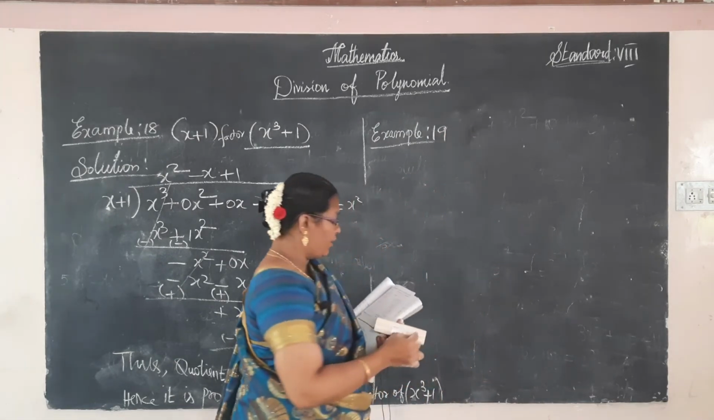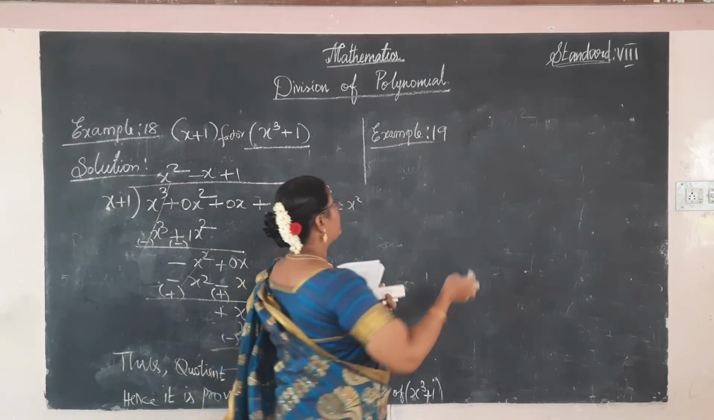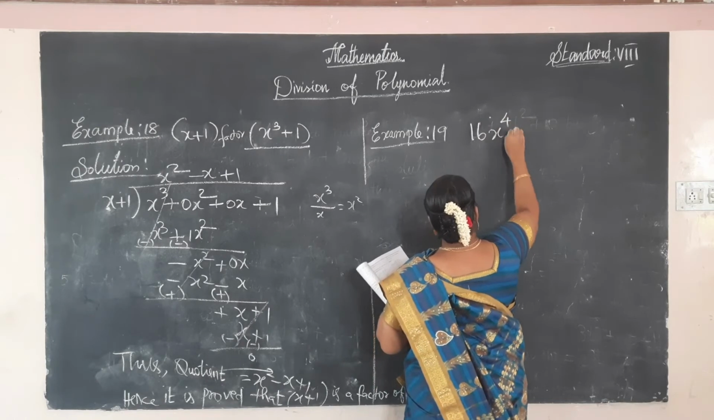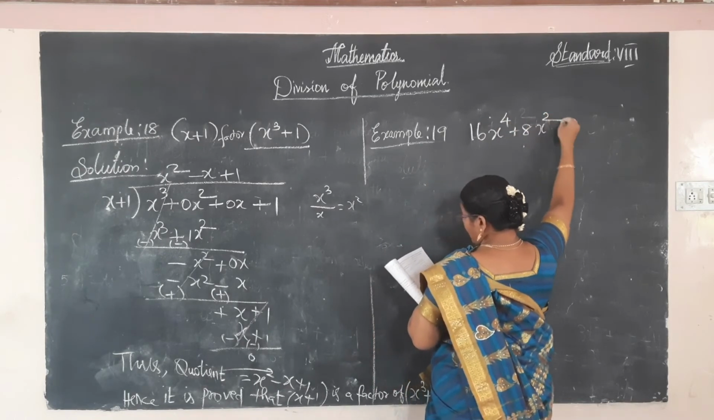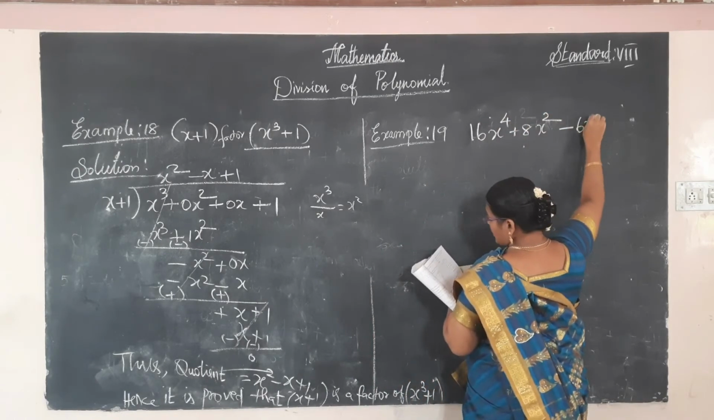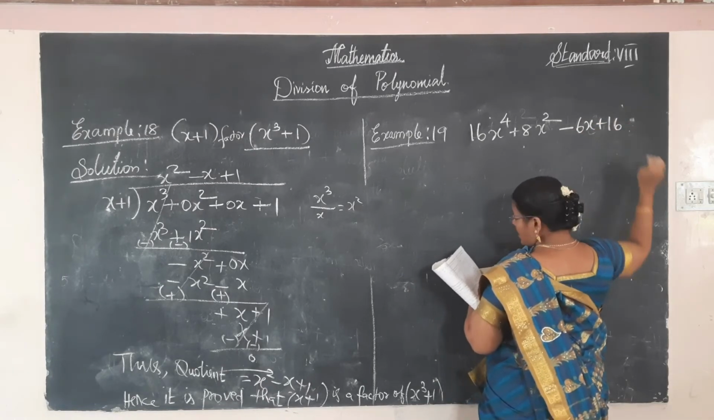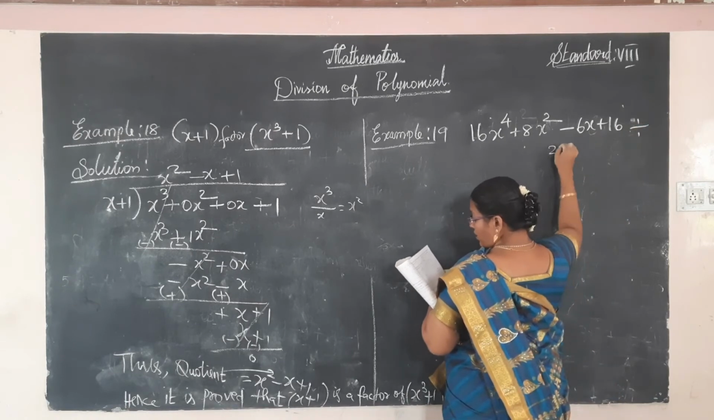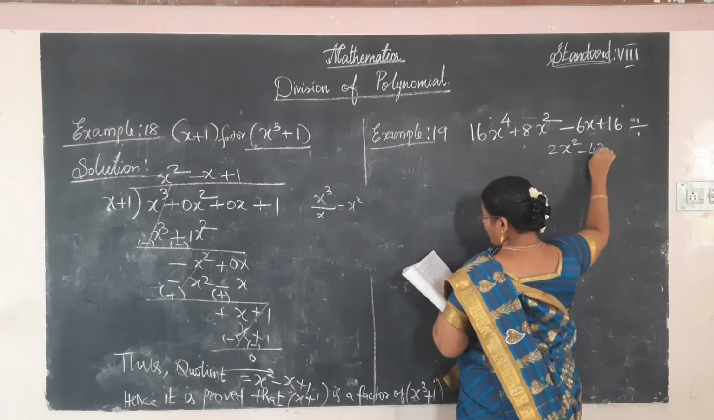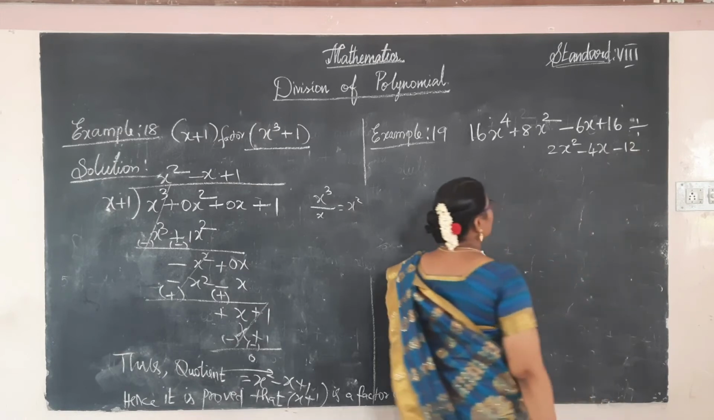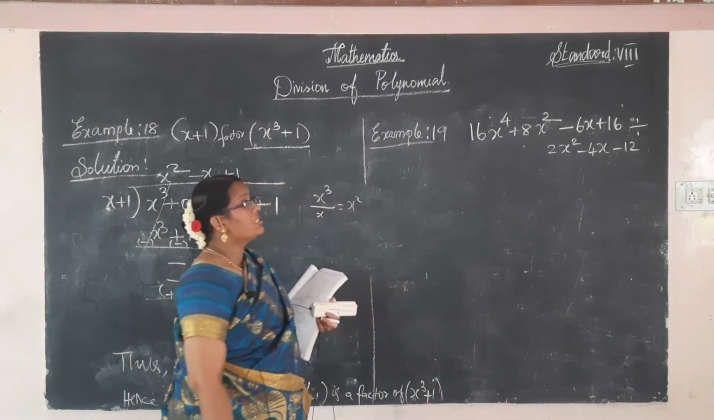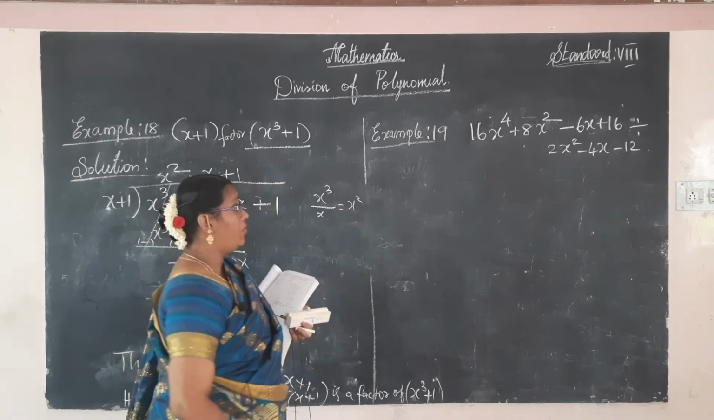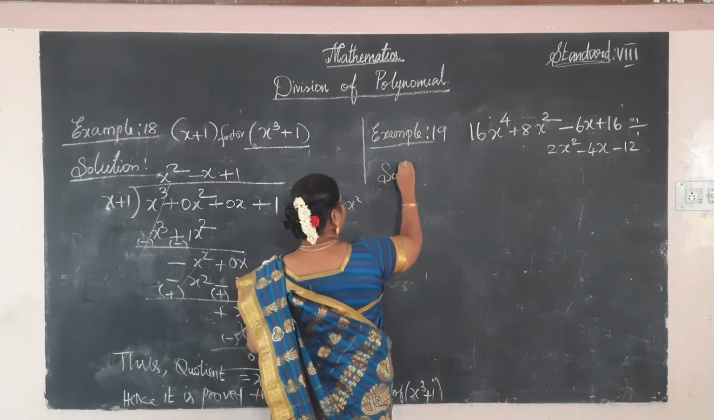Find the quotient and remainder when 16x power 4 plus 8x square minus 6x plus 16 is divided by 2x square minus 4x minus 12. So what do we do first? First arrange in the descending order of the power of the variable. So, solution.